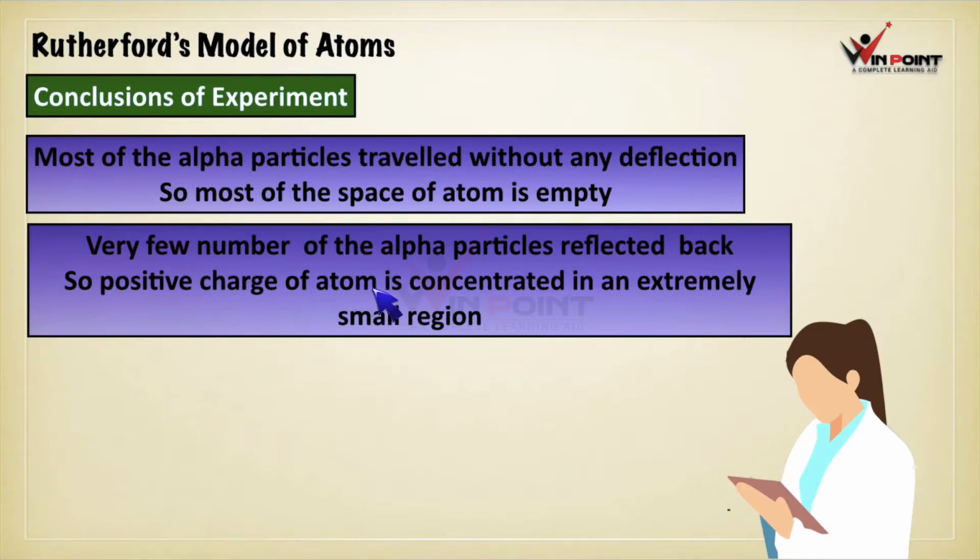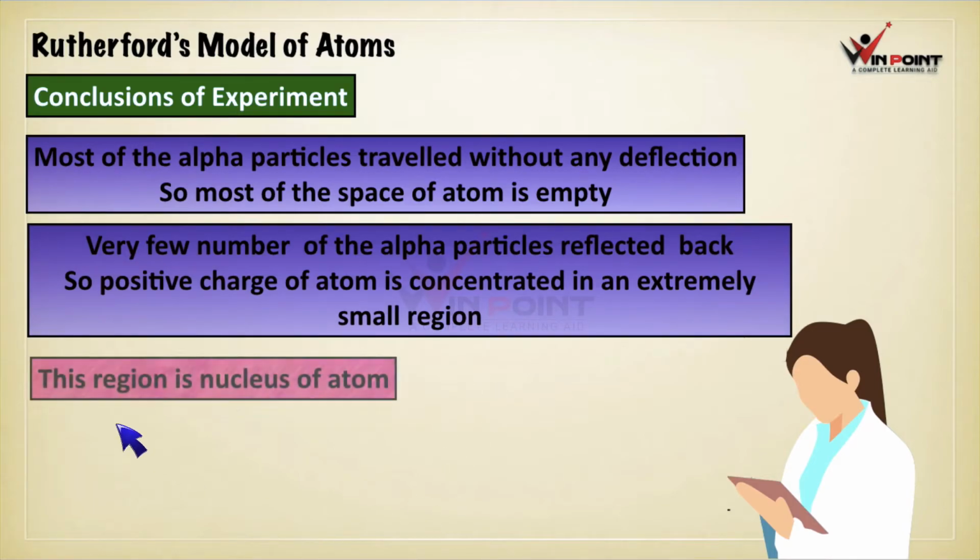Very few alpha particles reflected back. So the positive charge of an atom is concentrated in an extremely small region. Thomson's model was wrong because according to him, an atom is a large sphere having positive charge. Here, very few alpha particles reflected back means there is a positive charge, but it is concentrated in an extremely small region in an atom. This region is known as the nucleus of the atom.